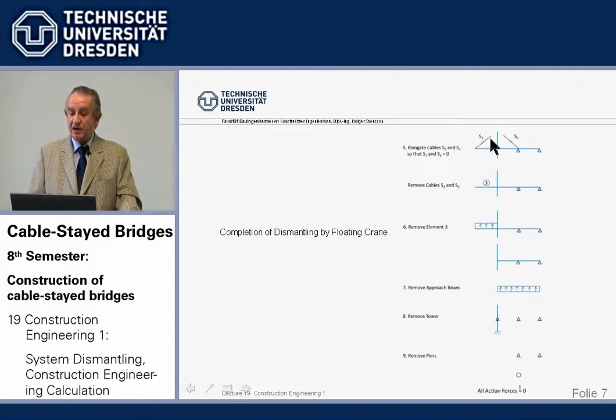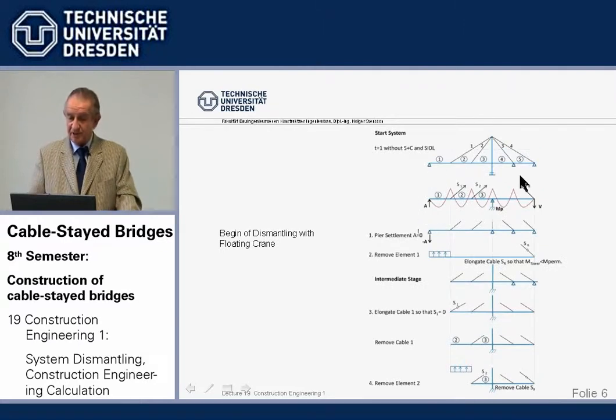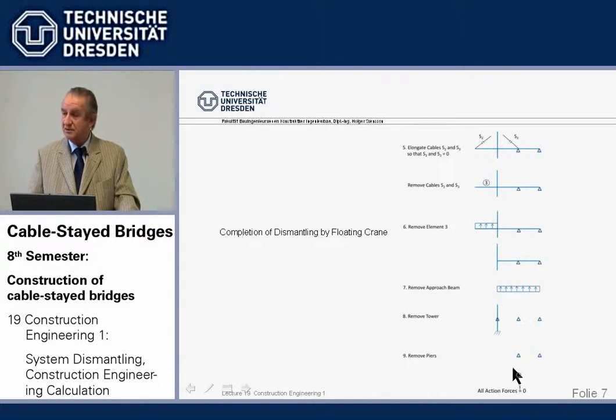Now, we elongate, we can do it one after another, we can do it at the same time, the two remaining cables in such way that the cable forces become 0, then take out the cables. Now we are left with this system, cantilever and approach beam and tower. Now we take off this cantilever weight and remove the cantilever. Finally, we take off the approach weight, take off the approach beam, remove the tower, and finally, if you want to do in order to make it perfect, take off the supports, and what is left is no system, and all action forces compared here from the beginning have meanwhile become 0. And that's the governing condition.